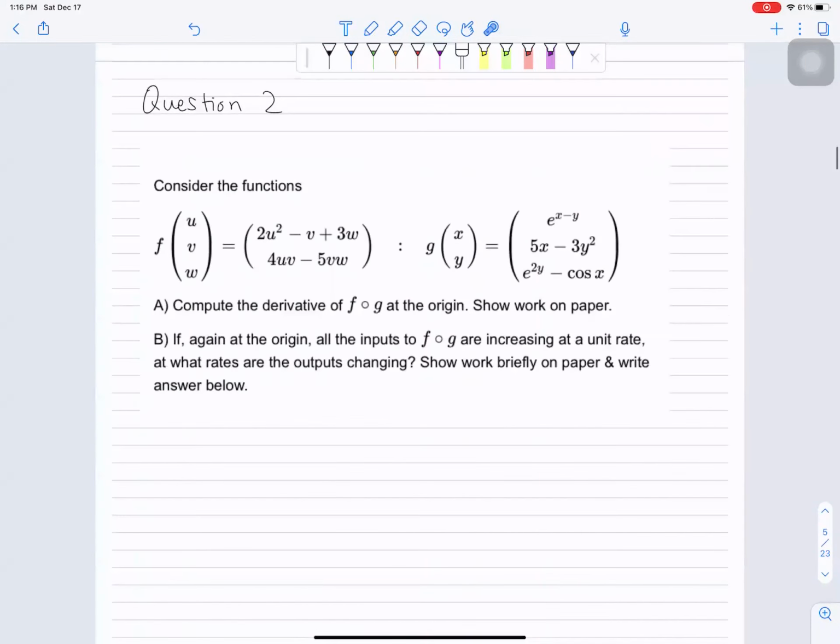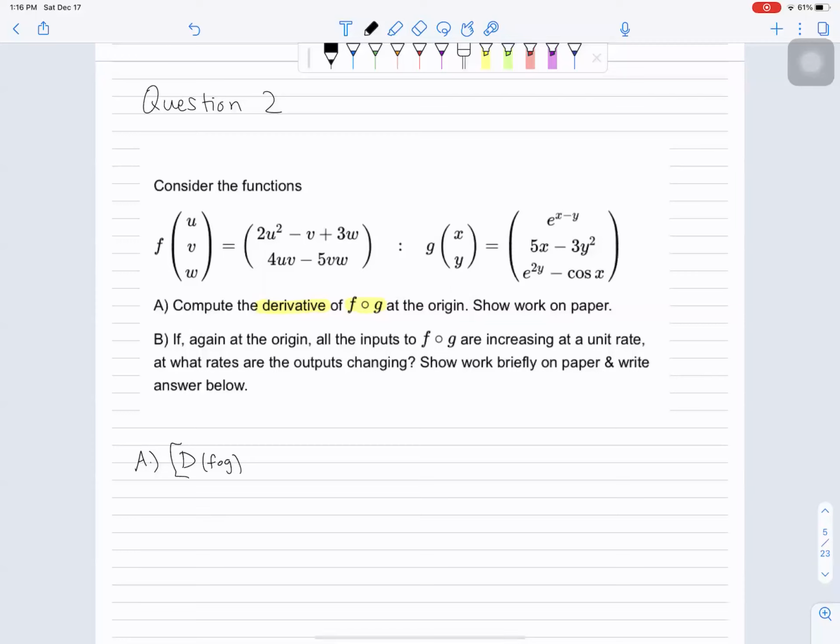Okay, we want to consider these functions. So f is a function of 3 inputs, 2 outputs. G has 2 inputs, 3 outputs. Compute the derivative of f of g at the origin. So when I see derivative of some composition, I think chain rule, because you have this composition and you're taking a derivative. So let's write what this means. They want you to find the derivative, so d, of the composition.